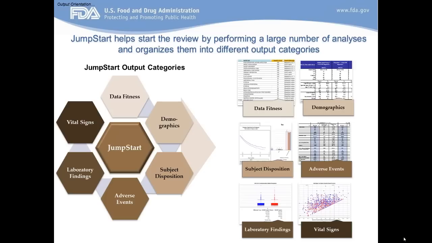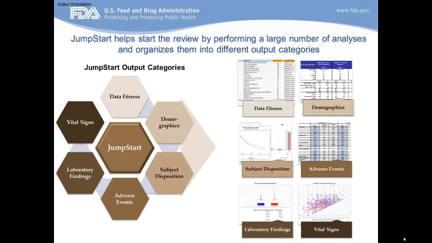So we deployed several analytical tools to conduct this exploratory analysis. And we include things like assessments on demographics, disposition, adverse events, laboratory findings, and vital signs assessments. And what we do is we index all of these results or these analyses, as I mentioned at the beginning, to the clinical reviewer template. So we feel that by providing this targeted exploration, Jumpstart is really enhancing the efficiency of safety signals and identifying the risk of particular findings.